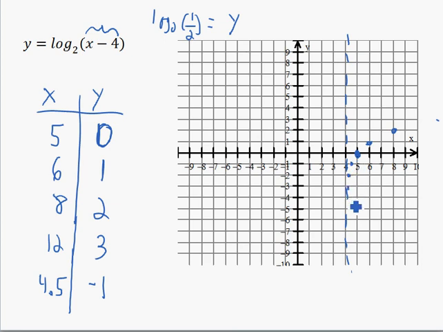So we've got this vertical asymptote happening, and then it's going to curve out like this. And that's what log base 2 of x minus 4 looks like. I didn't do a very good job of hitting these points, but there you go.